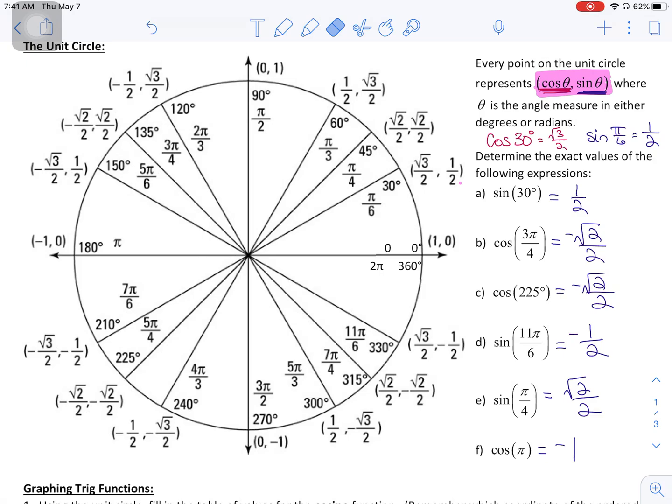Now keep in mind that we're only doing sine and cosine right now, and everything that we're going to ask you to do is going to be on this unit circle. So make sure you know your unit circle and you have access to a unit circle. Clearly there's one right here.